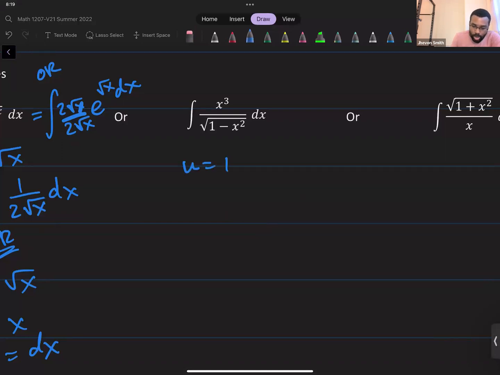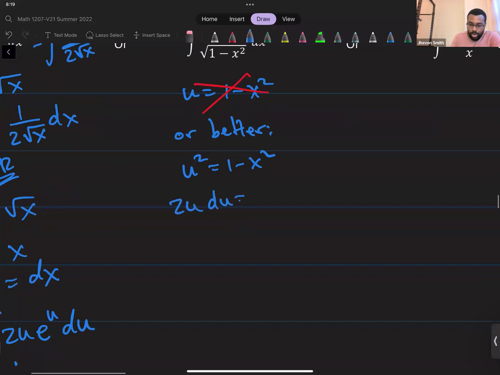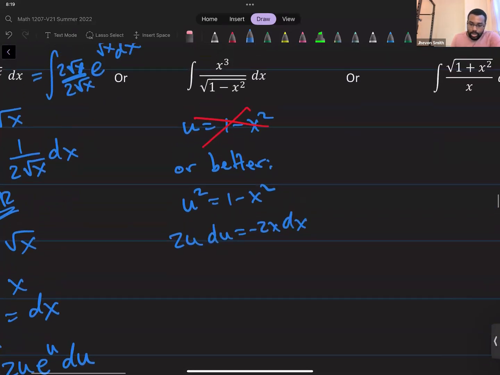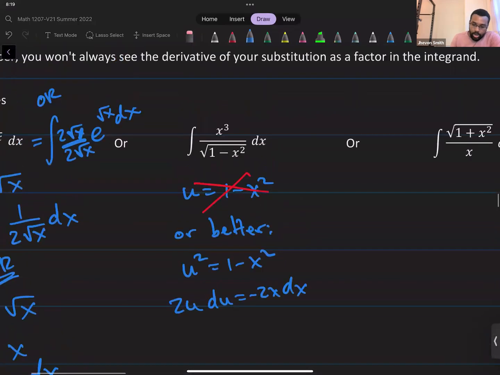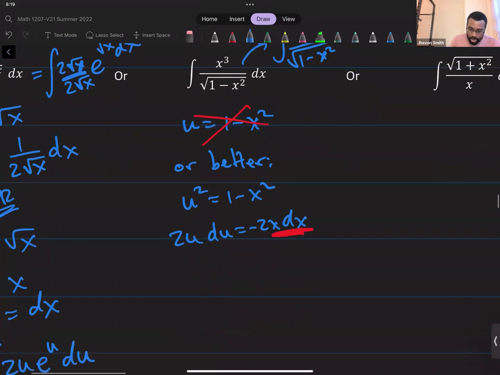So u equals 1 minus x squared would be a good substitution, or even better, u squared equals 1 minus x squared. Then your 2u du would be minus 2x dx. And then this guy is x squared times x dx. So you can actually rewrite it so that your x dx shows up. And so now you know that that's just minus u du.